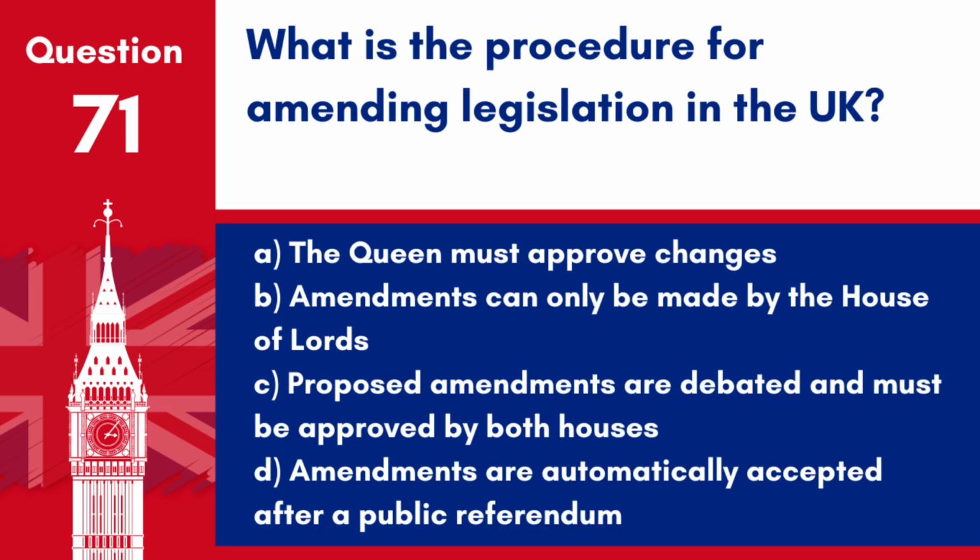Question 71. What is the procedure for amending legislation in the UK? A. The Queen must approve changes. B. Amendments can only be made by the House of Lords. C. Proposed amendments are debated and must be approved by both houses. D. Amendments are automatically accepted after a public referendum.